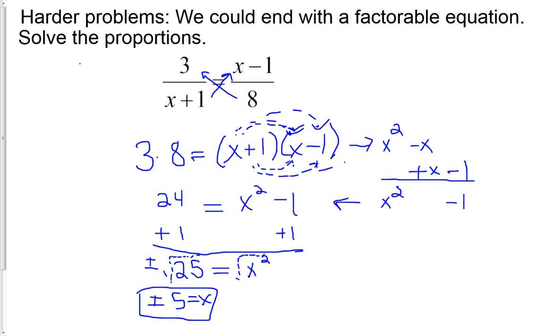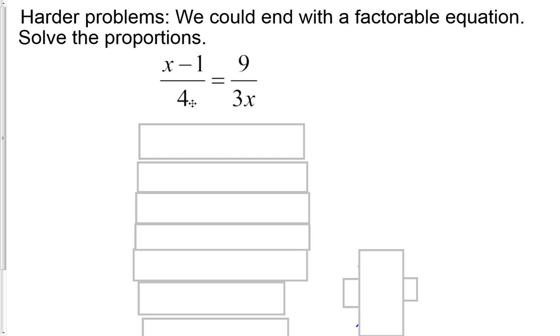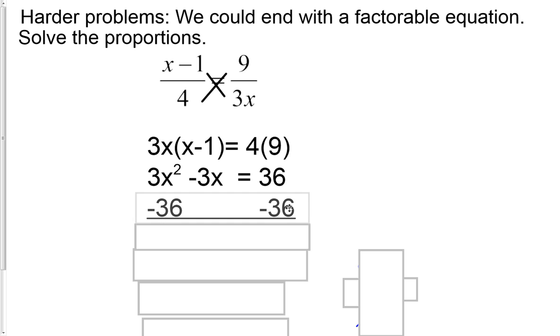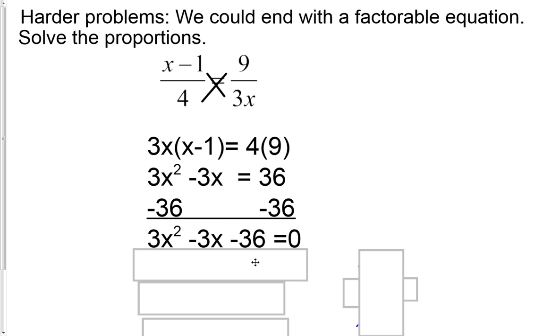Okay. One last one for 11.1 is x minus 1 over 4 equals 9 over 3x. So we cross multiply one last time here, like that. And we get 3x times x minus 1 is 4 times 9. Well, 3x times x, 3x squared, 3x times minus 1, minus 3x. 4 times 9 is 36. And now this is one where we have the two pieces, like 2 problems ago, where we're going to need to bring the 36 over by subtraction.